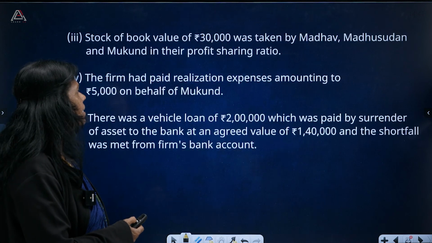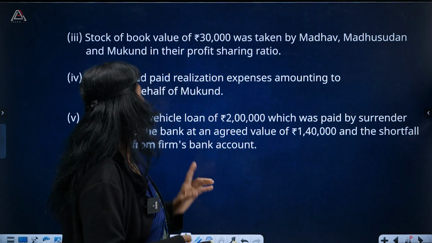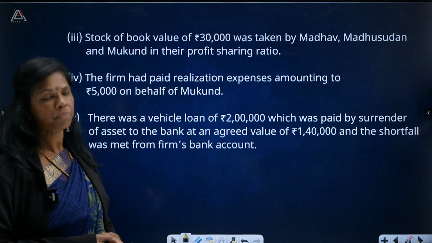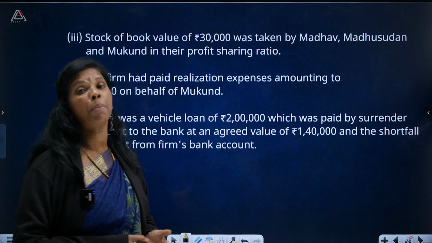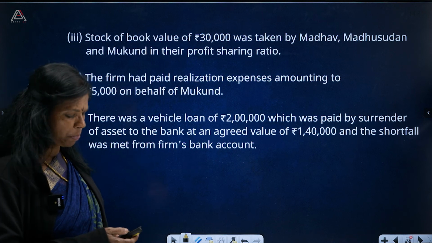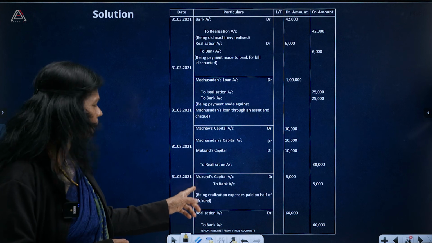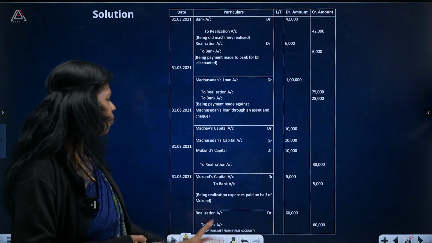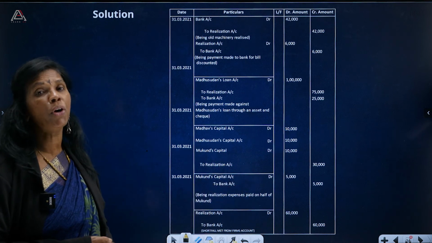Then next adjustment, the firm had paid realization expense amounting to rupees 5,000 on behalf of Mugan. On behalf of Mugan, the firm had paid realization expense amounting to rupees how much? When a firm paid realization expense, what is the journal entry? Let us see the journal entry. That is Mugan's capital account to bank account, amount 5,000, being realization expense paid on behalf of Mugan.